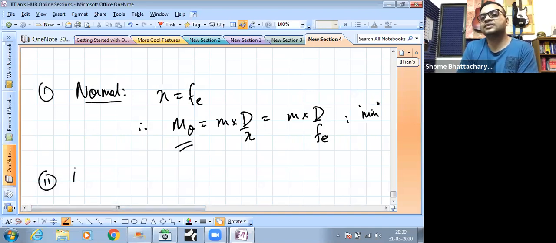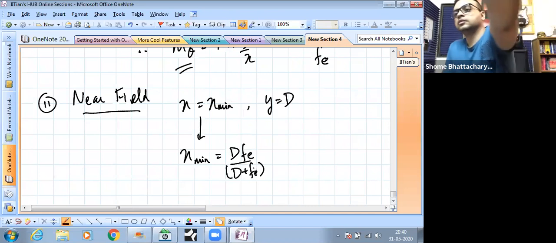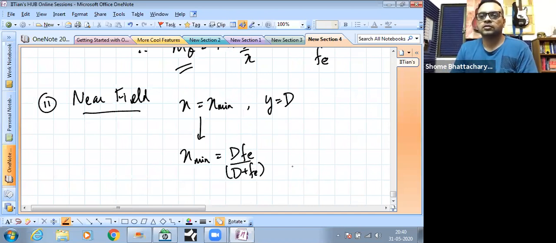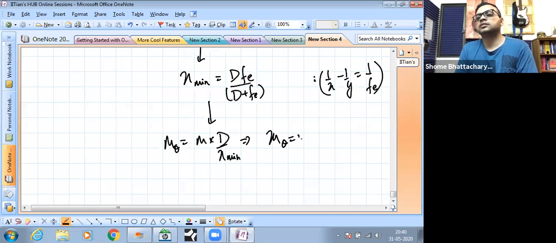And for near field adjustment, x is equal to x minimum, so that y becomes d. So now using that lens formula that we'd seen earlier, this x minimum becomes d fe upon d plus fe, because we had the formula 1 by x minus 1 by y is equal to 1 upon fe. So from this formula, put this here. The angular magnification is m times d upon x minimum. So you get the angular magnification as the linear magnification produced by the objective into 1 plus d by fe.